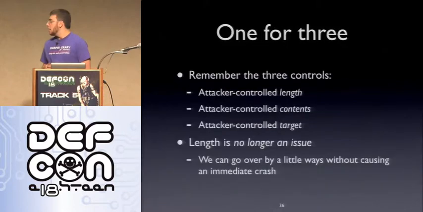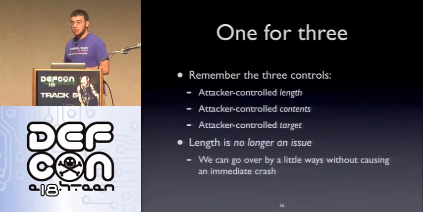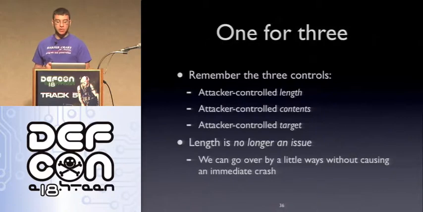Okay, we're 1 for 3. Let's get back to why we're doing this. What are the 3 controls that we're going for? We're going for length. We're going for contents, attacker-controlled contents. We're going for an attacker-controlled target. The length is not an issue anymore. We still don't have control over the length, but we found some place that it doesn't matter.